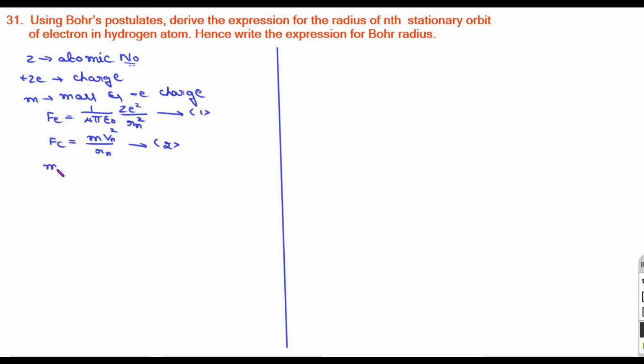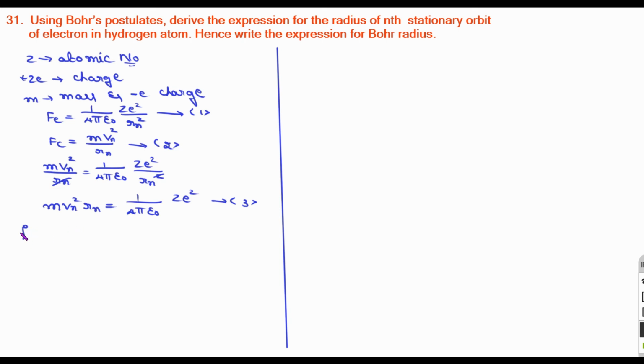So we can equate these two. m vn square divided by rn is equal to 1 by 4 pi epsilon naught Ze square divided by Rn square. So one Rn will get cancelled and you will have m vn square Rn is equal to 1 divided by 4 pi epsilon naught Ze square. This much is left. This is the value of m vn square Rn.